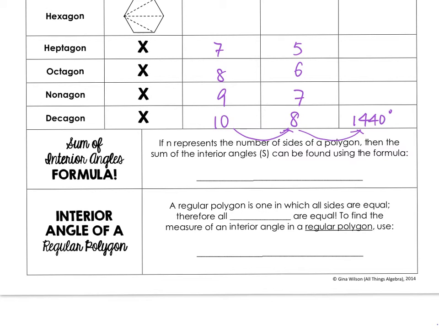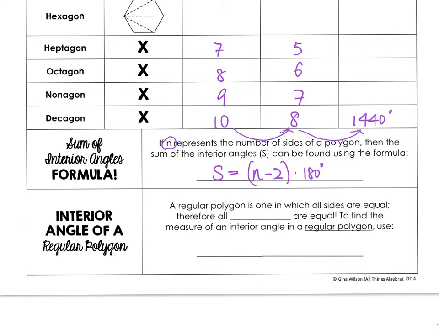So in conclusion, if n represents the number of sides of a polygon, then the sum of interior angles can be found by using which formula? The number of sides is n, but in order to find the number of triangles, I need to use the number of sides minus 2. That's how many triangles are inside a polygon. Once I get the number of triangles, I multiply that by 180, because the interior angle sum of each of those triangles adds up to 180.